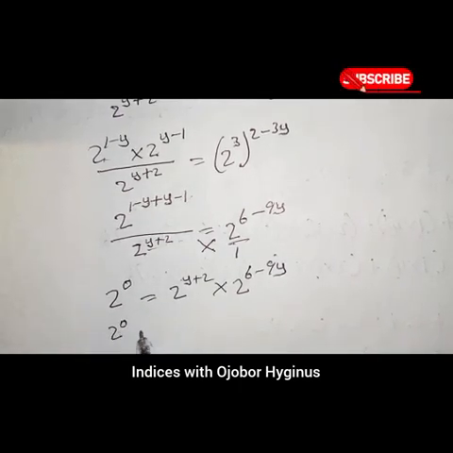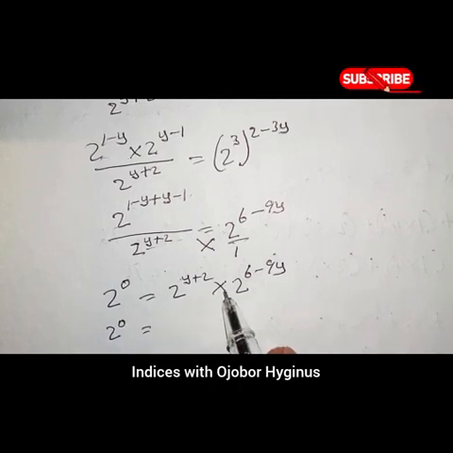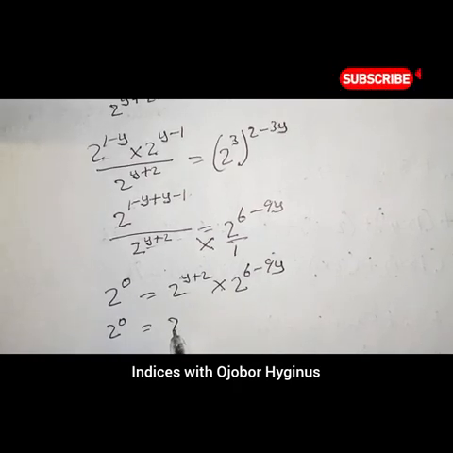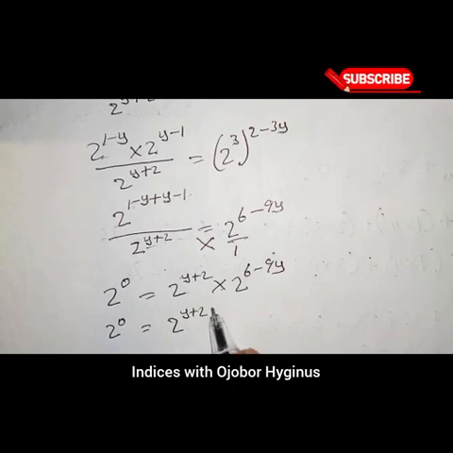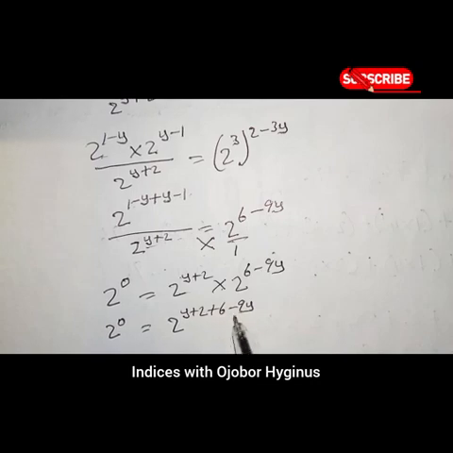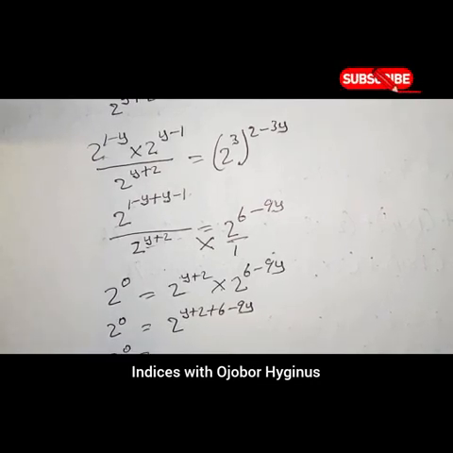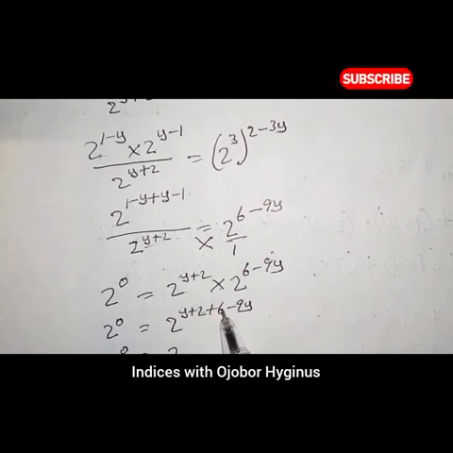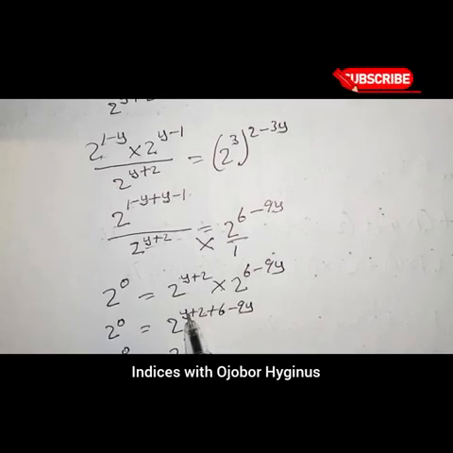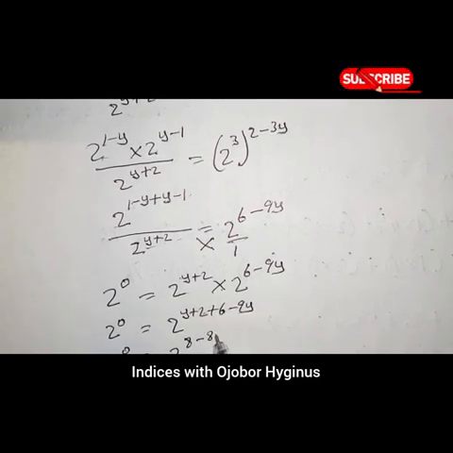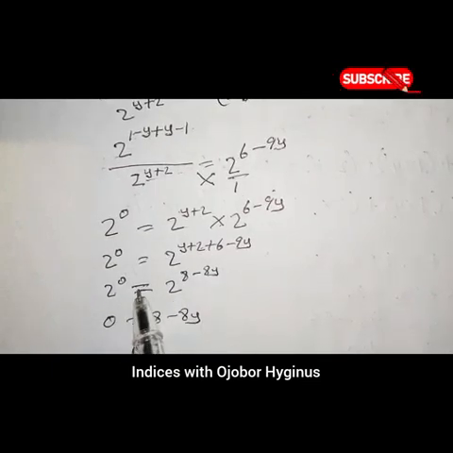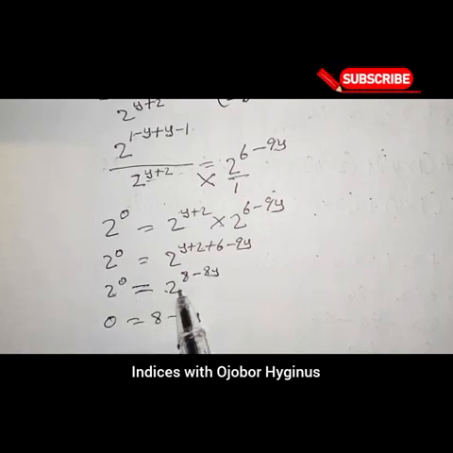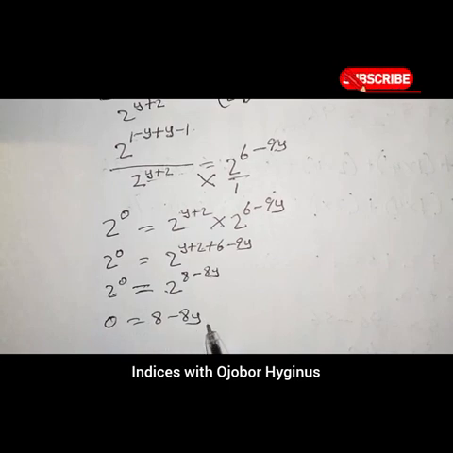Simplifying further, 2 raised to power 0 is equal to, by the law of indices, because of this multiplication and the bases are the same, you add the powers. So you have 2 raised to power y plus 2 plus 6 minus 9y, and that is 2 raised to power 0 is equal to 2 raised to power, put the like terms together, 2 plus 6 you have 8, y minus 9y you have minus 8y. So since they have the same base, you work with the powers, you cancel out the base, so 0 is equal to 8 minus 8y.